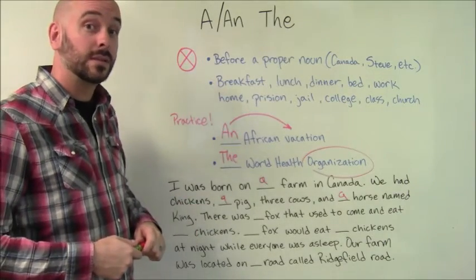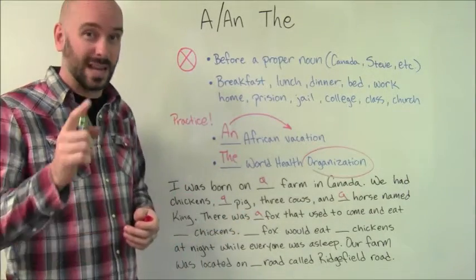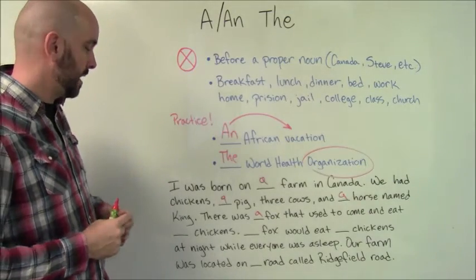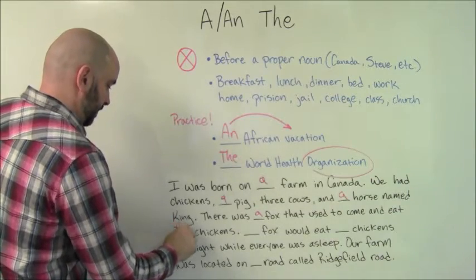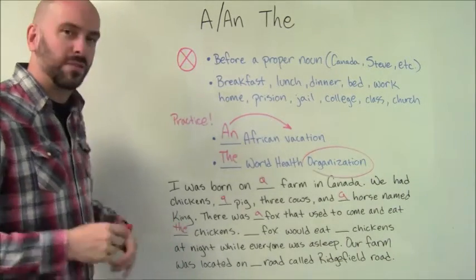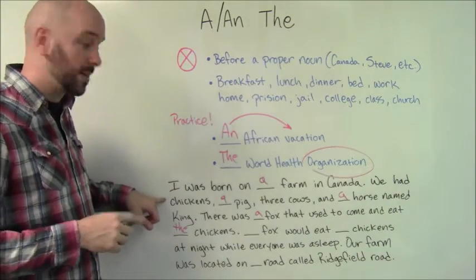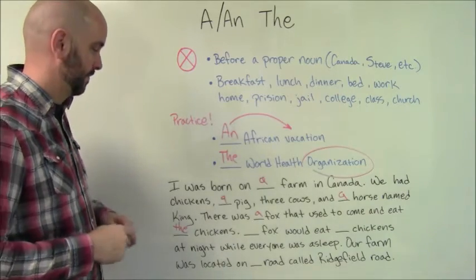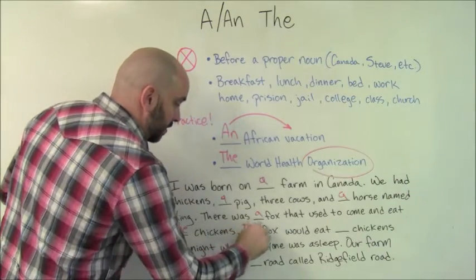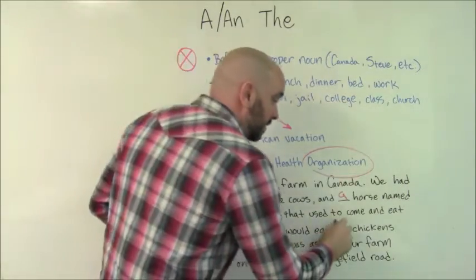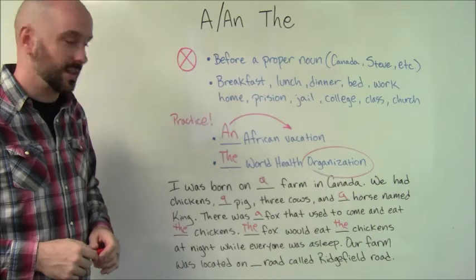There was a fox, again, because there are many foxes, and there was one, that used to come and eat the chickens. If you're wondering why we've switched to the, it's because we've already highlighted chickens. Now we're talking about those chickens that we had. Again, the same rule applies. The fox would eat the chickens at night while everyone was asleep.